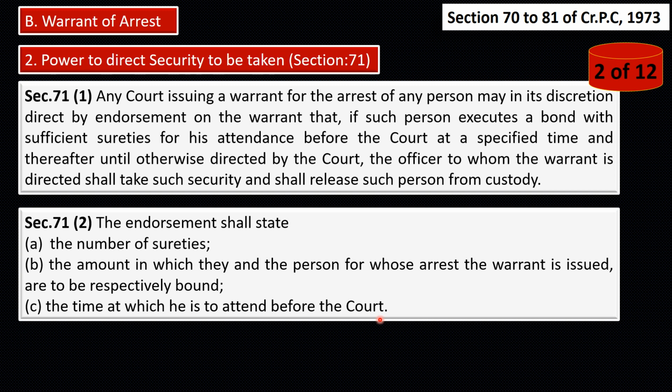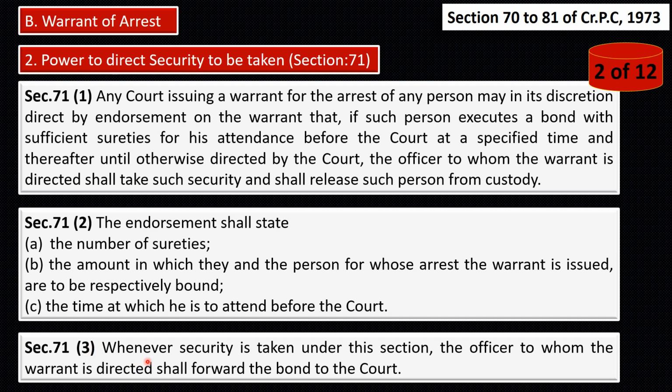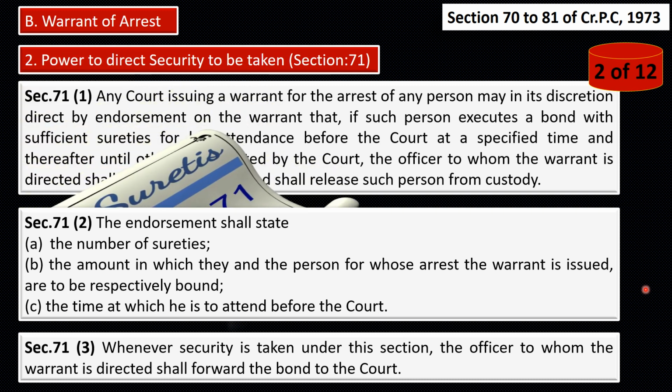Third part of section 71, that is subsection 3 of section 71, says this thing, whenever security is taken under this section, the officer to whom the warrant is directed shall forward the bond to the court. This means that the police officer is not going to keep the bond with himself. He is going to present it in the court that we have already taken such bond from him and he need not be arrested.